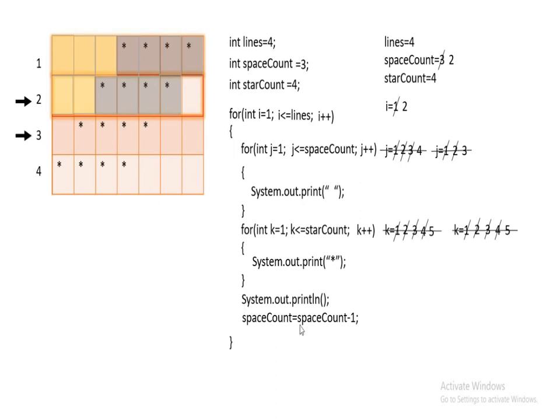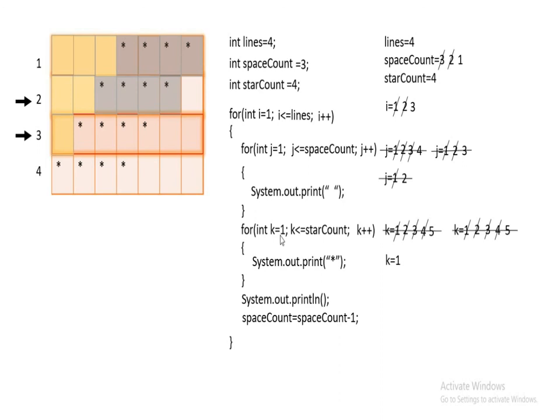Then space count equals space count minus 1. 2 minus 1, 1. Then go back to i++, i becomes 3. Line 3 is selected. 3 is less than or equal to 4. So it comes to here. J equal to 1. 1 is less than or equal to 1, print space. Go back to j++, j becomes 2, but 2 is not less than or equal to 1. So end this for loop and go back to this for loop.